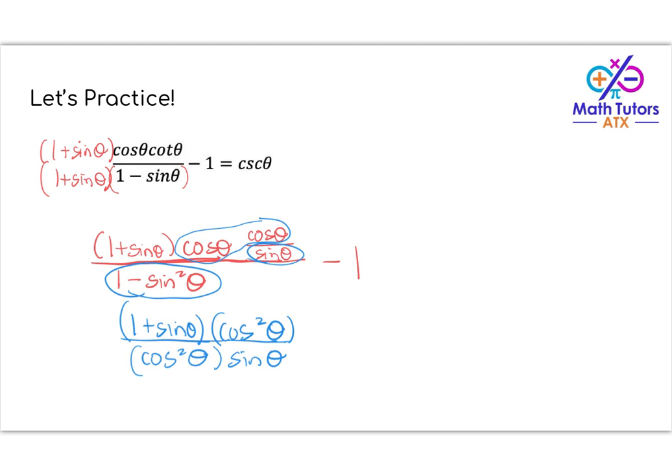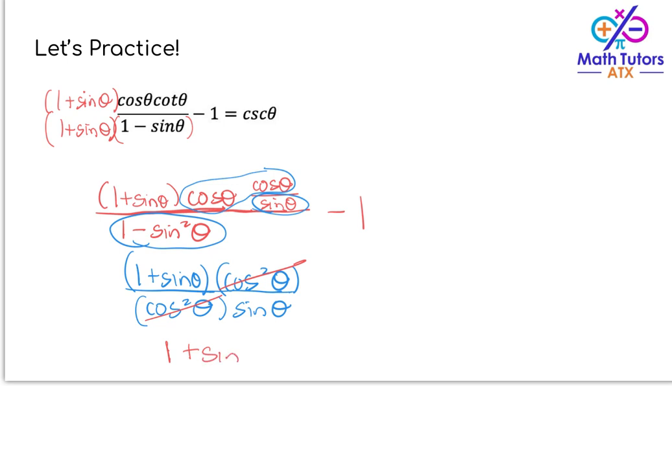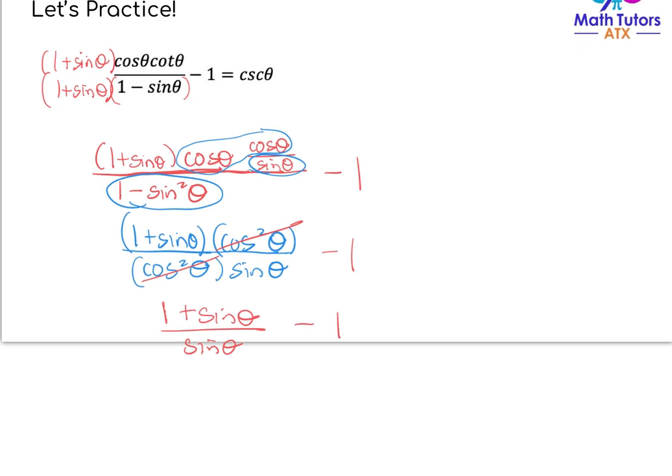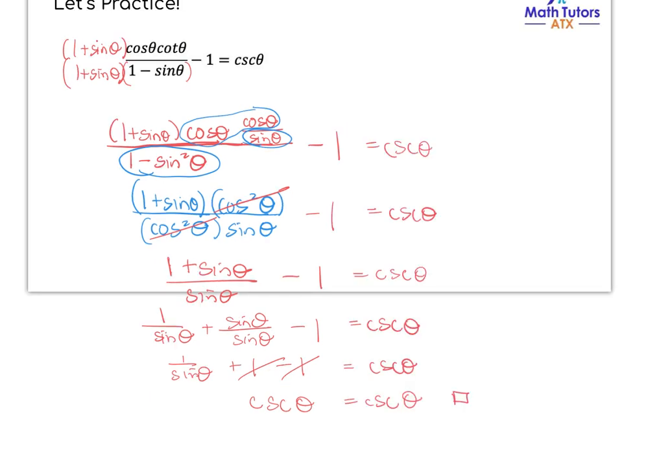Oh, well, what do you know? That's really nice. My cosine squareds cross off. That's great. Now I can write it as 1 plus sine theta over, there's still a -1, over sine theta minus 1. Okay, now let's go through and see. I have 1 over sine theta plus sine theta over sine theta minus 1. Oh, I think maybe now you can see where this is going. 1 over sine theta plus 1 minus 1. Those obviously are going to add to 0, and I have 1 over sine theta is cosecant theta. Woohoo!